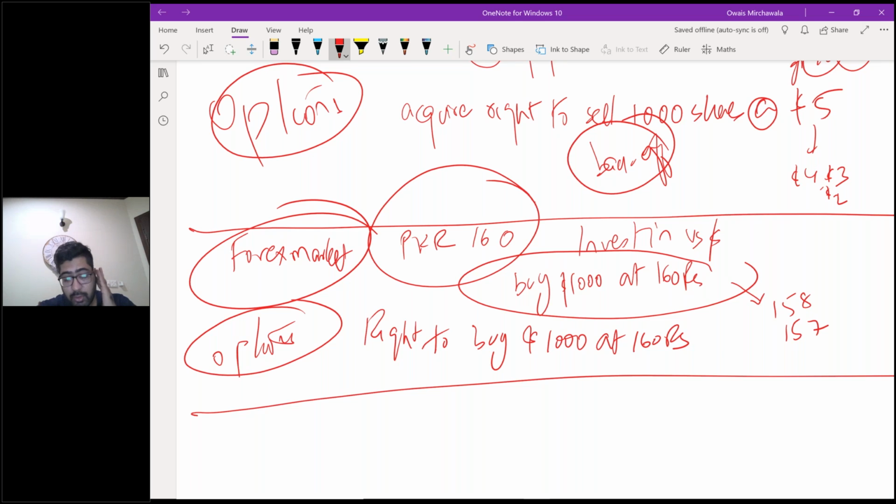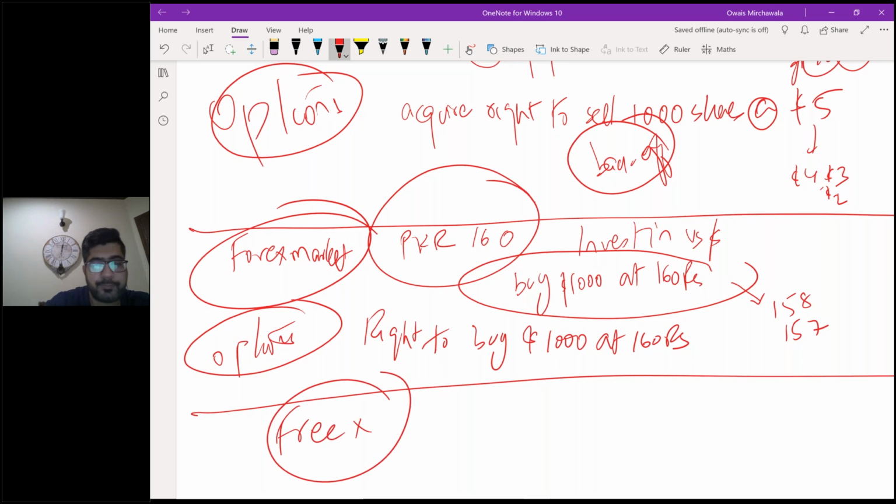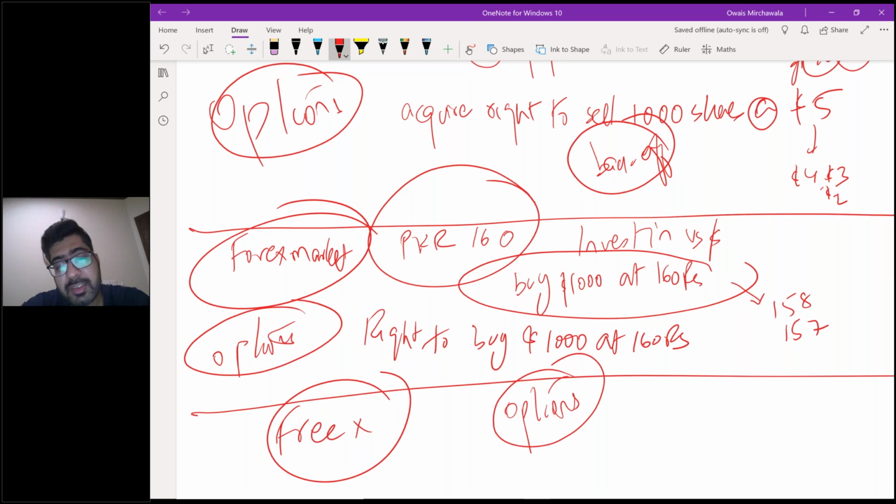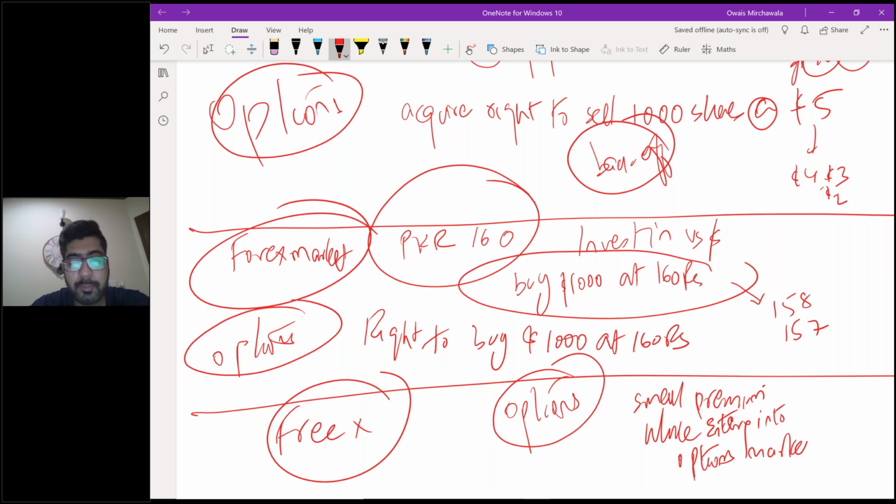Now, if the investor is offered so much protection, that won't be for free. When you enter into options, you get a right to buy shares at 10. If the prices go up, you exercise your right and get it for 10. But if the prices go down, you back off. So if you enter into the options market, that's not for free. You have to pay a small premium while entering into the options market.